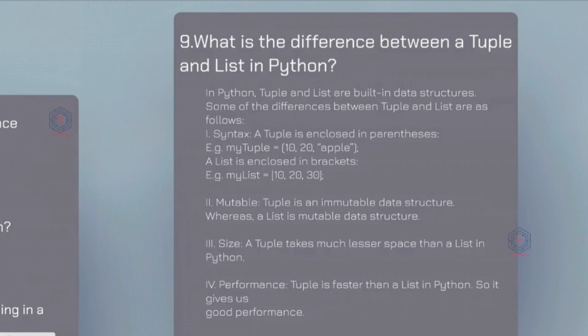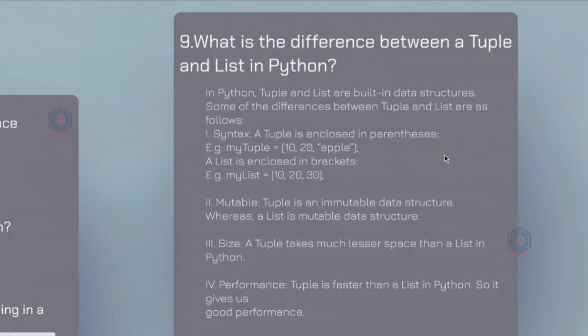A tuple is enclosed within parentheses, as you can see in the example, my tuple is equal to 10. Here, they are enclosed within parentheses. But in a list, they are enclosed within brackets. So that is the difference between those: a tuple is enclosed in parentheses, but a list is enclosed in brackets.